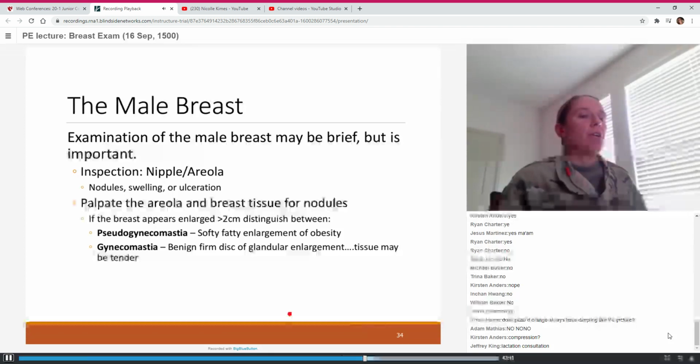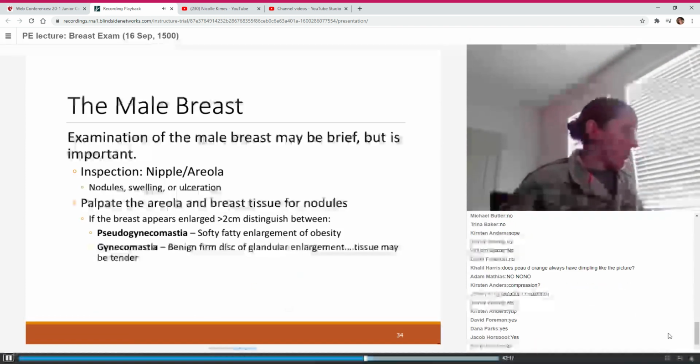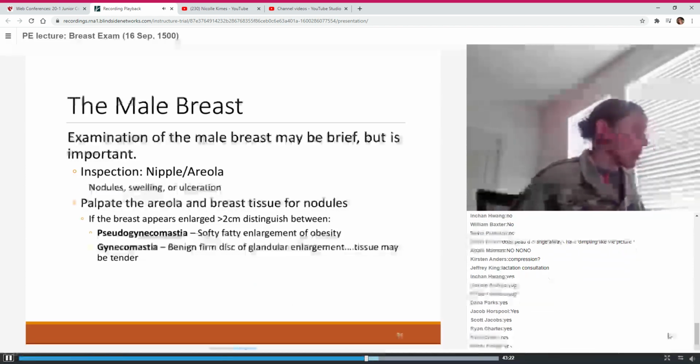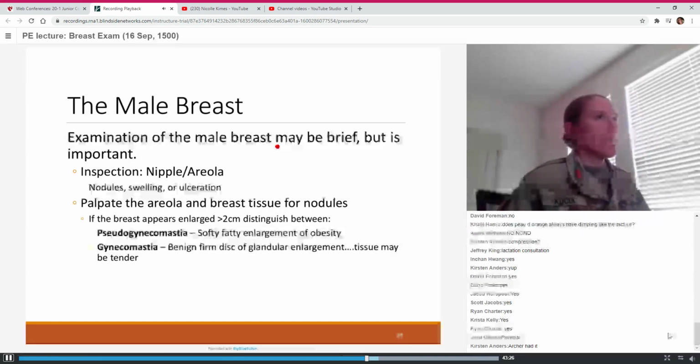All right. The male breast. Do men get breast cancer? Does anybody think men get breast cancer? Yes, men get breast cancer. They sure do. Not very often, but they do. I've never done a breast exam on a man that didn't come in with a breast concern. It's not a routine screening.